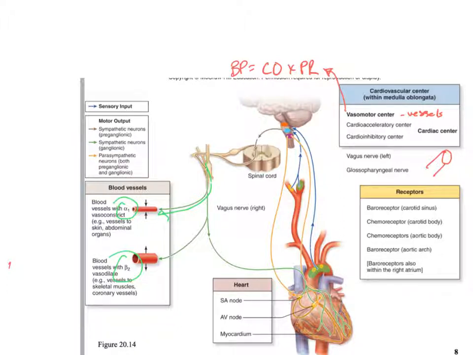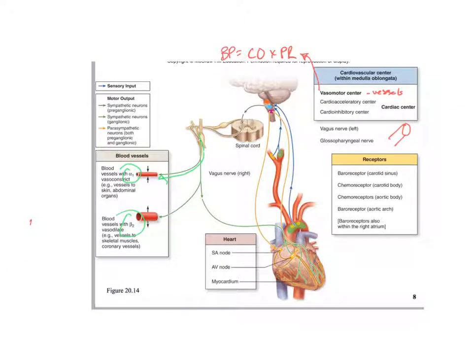Regulation of cardiac output: your cardio-acceleratory and inhibitory centers, through the vagus nerve or the glossopharyngeal nerve, will help regulate. They will terminate on the SA and the AV node, which does what? What does the SA node do? It's your pacemaker.